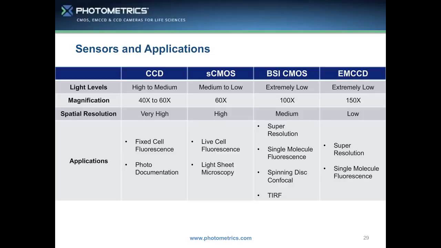In the extremely low light flux, very demanding applications, single molecule fluorescence, super resolution, and other applications such as the spinning disk confocal, where the confocality blocks a lot of the light that you would otherwise have imaged, or TIRF microscopy. What back-illuminated CMOS technology allows you to do is maintain those same levels of sensitivity as you would have previously achieved with an EMCCD camera, but do it with better spatial resolution and a larger field of view. It provides significant advantages.